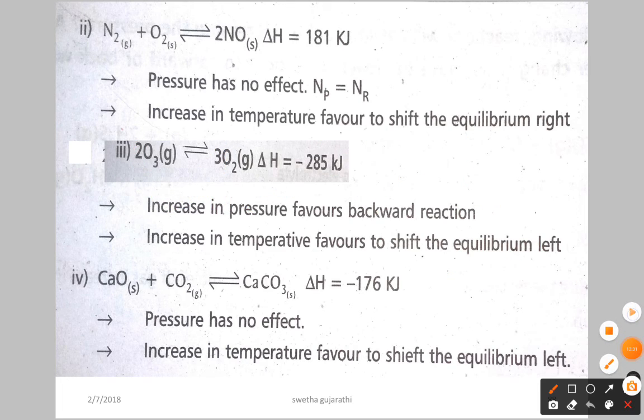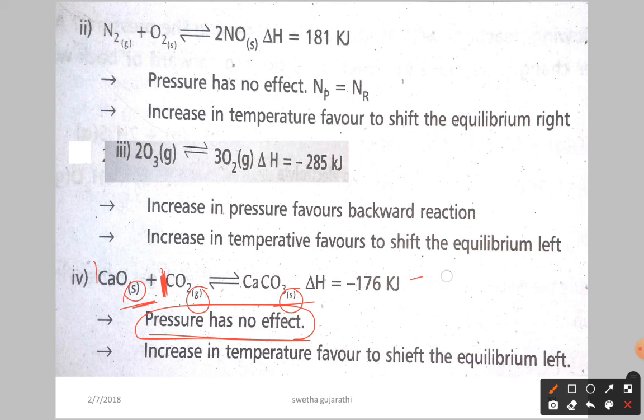Now let us see the next example here. 1 mole of calcium oxide, which is a solid, and 1 mole of CO2, which is a gas, gives rise to calcium carbonate, again a solid. Only 1 mole of CO2 is left. So there is no effect of pressure. The pressure effect is over.